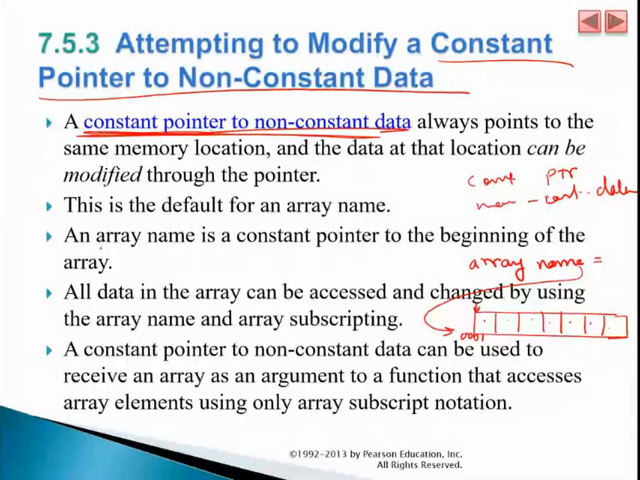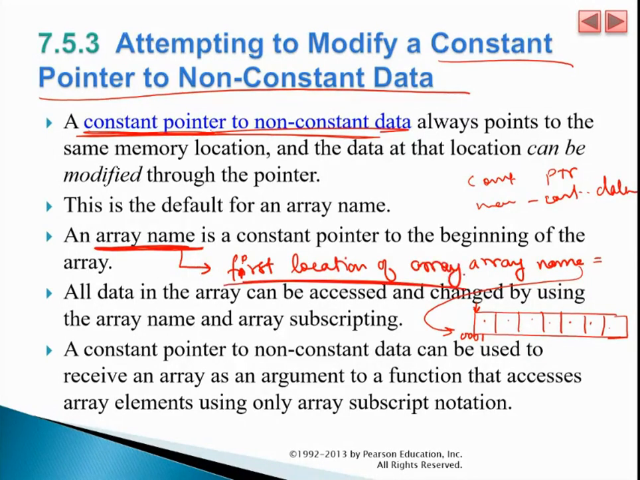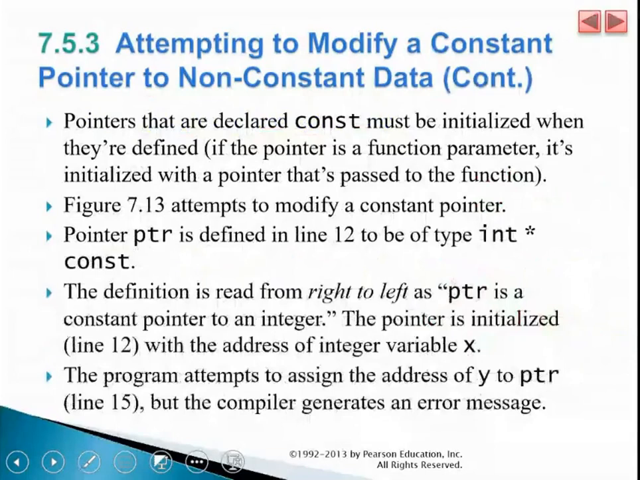Array name will always point to the first location of the array. This is fixed, and this is a setting called constant pointer to non-constant data. If you explicitly want this type of setting, this is the default setting for arrays, right?